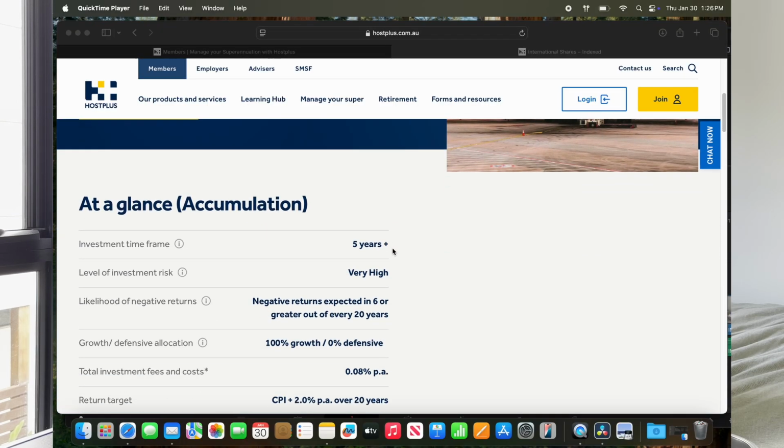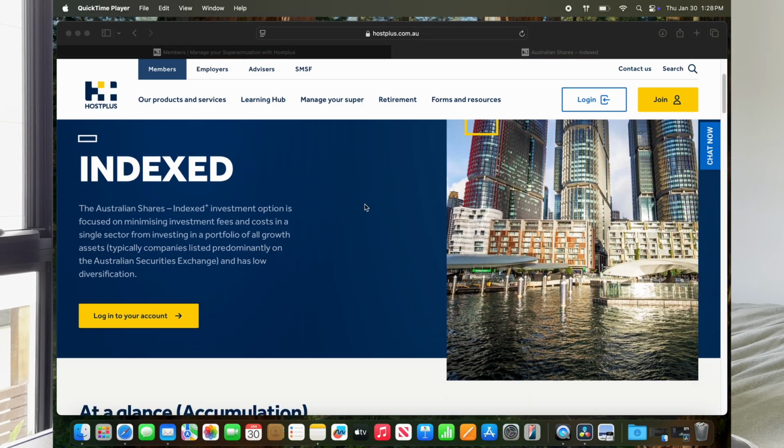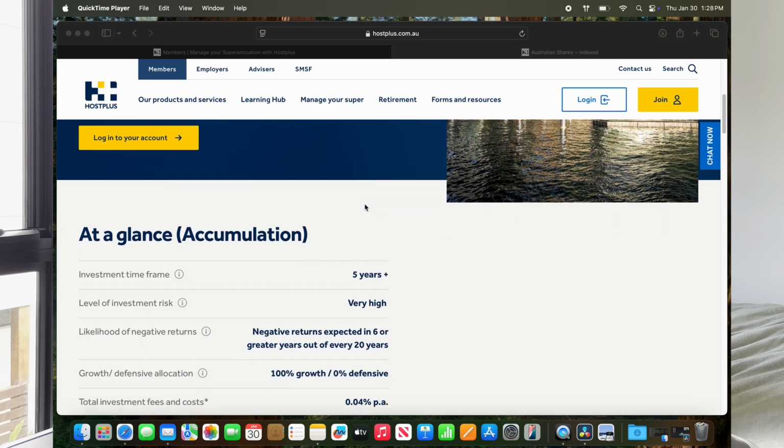Now, Host Plus offers a variety of options, two of them being the International Index Fund and the Australian Shares Index Fund. Let's take a look at the comparison between our actively managed options that Host Plus offers that you can invest your superannuation money into, and the index options that Host Plus offers.